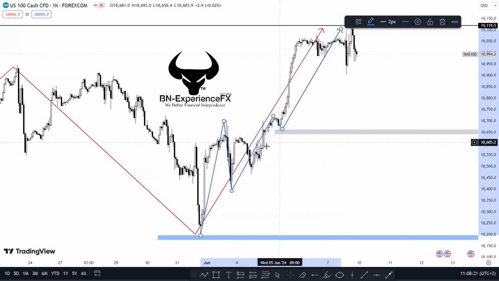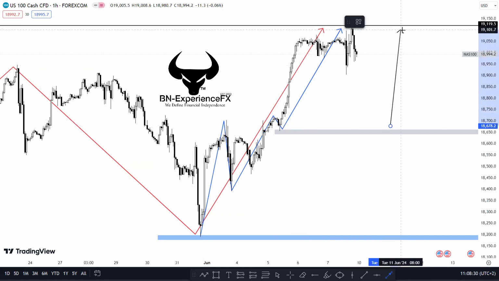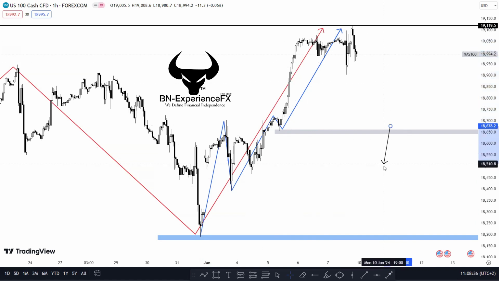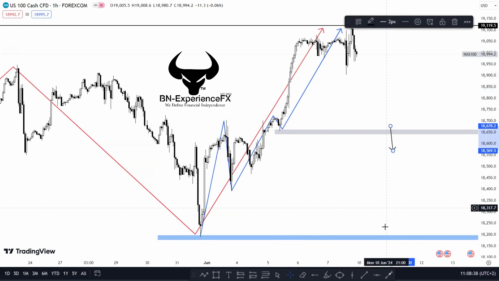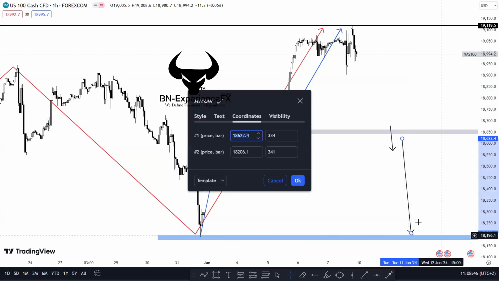Okay, this is how you adapt. So for now, as long as you're still above here, you can look for your buys. Okay, which is the best thing. All right, avoid any sells until maybe you get a break below here. Okay, then with proper confirmations, you can take those sells, and then this will be a TP.